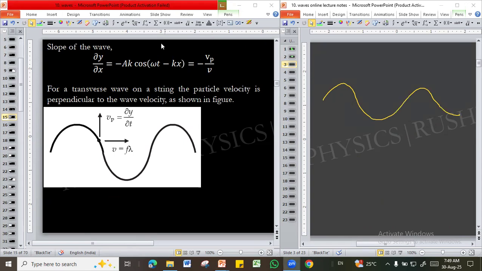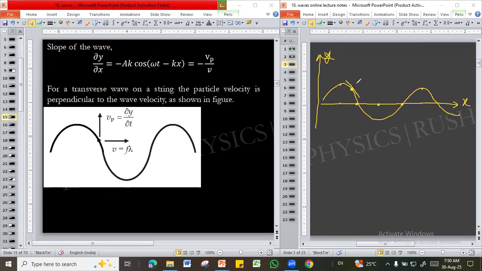Let's say this is our string. This particle is at the extreme, this particle is at mean, this particle is at negative extreme, this is at mean, this is at positive extreme. All right. At any general point, this vertical position is, let's say, y, horizontal position is, let us say, x. At any general position here, I want to calculate the slope of the wave.